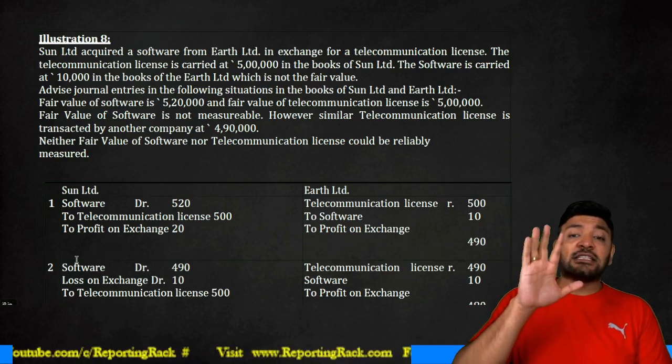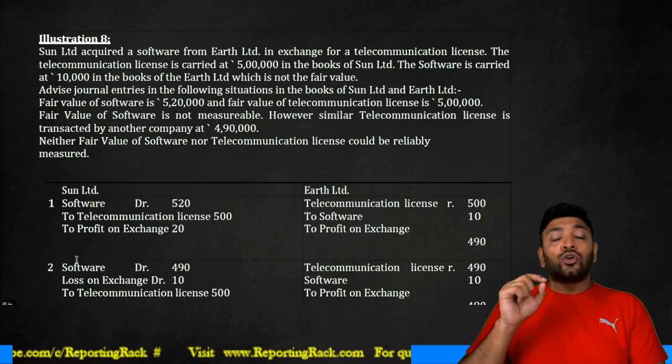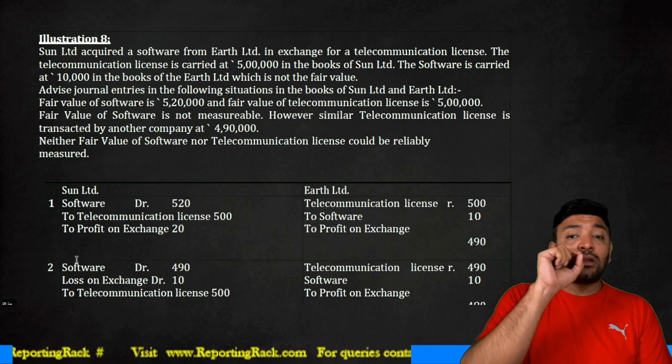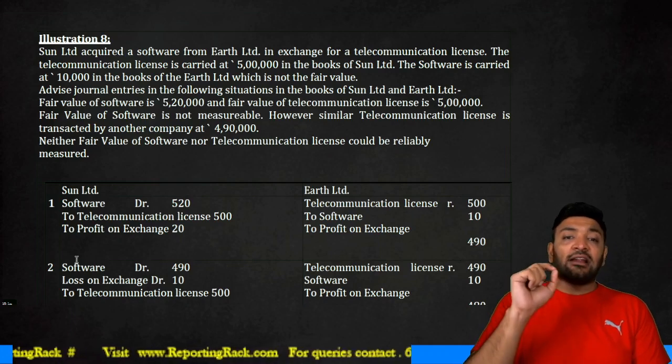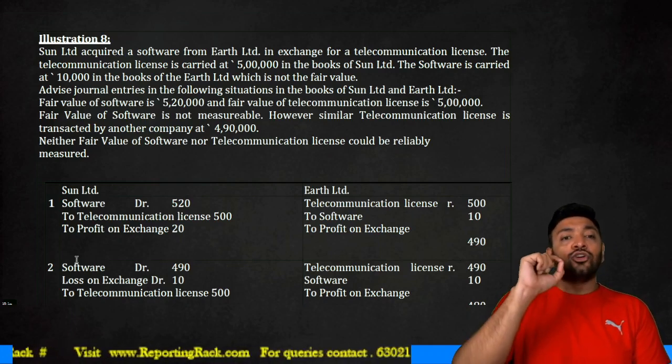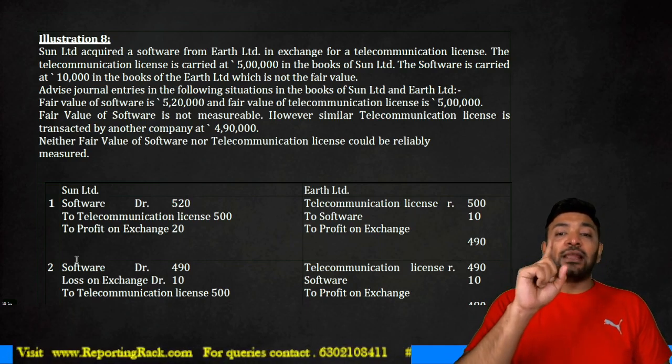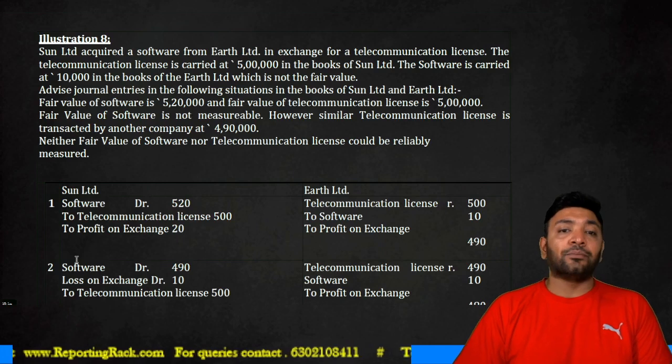Fair value of telecom license being 5 lakhs. To software, what is the amount of software? The software is shown in the books only at 10,000. So 5 lakhs account debit, telecom license, to software 10,000, to profit of exchange of asset 4,90,000.